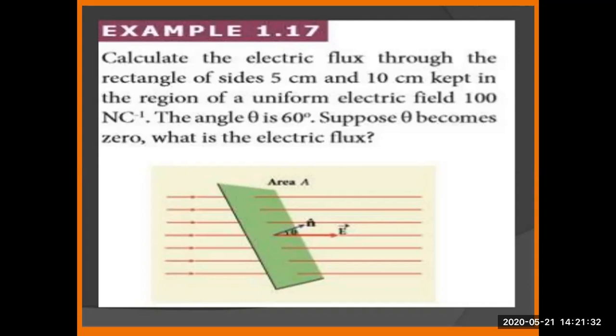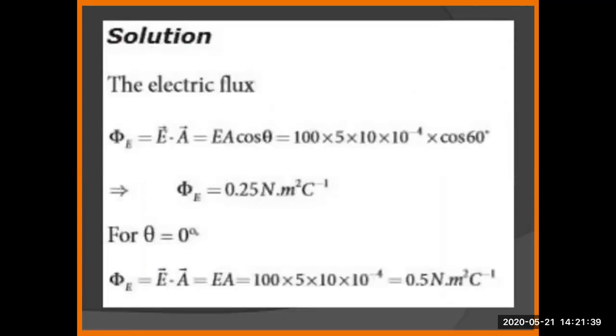So cos 60 is 1 by 2, which is 0.5. This is the value of cos 60. So what I was saying, the solution is like this.